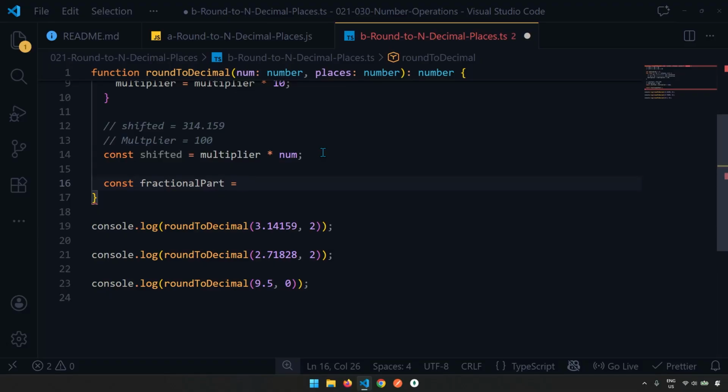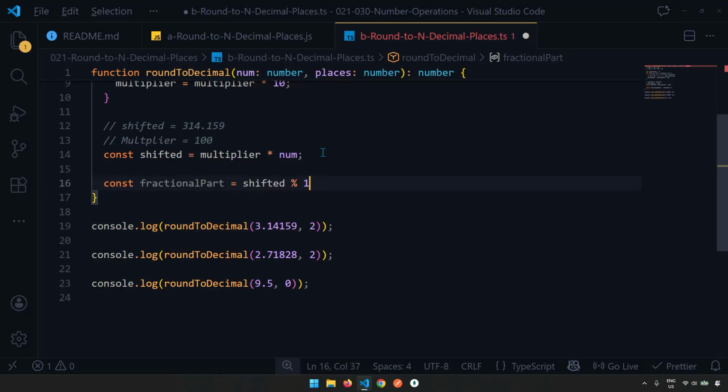The modulo operation gives us the remainder after division. So if I select this shifted, use the modulo operator, and say shifted modulo 1. Now keep in mind, this is not division. I'm not saying shifted divided by 1, because if you divide anything by 1, it's that thing.